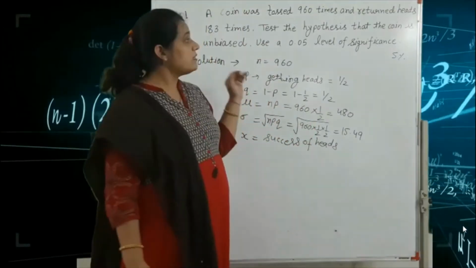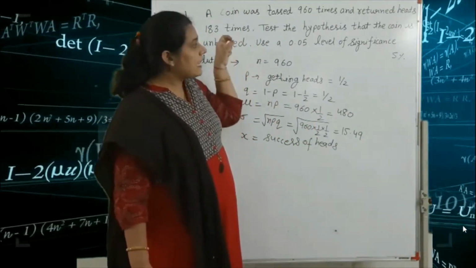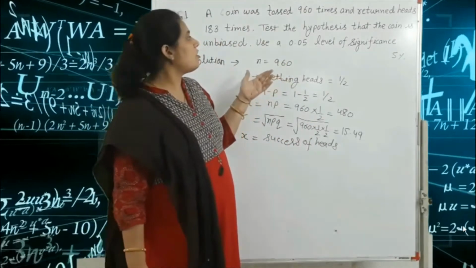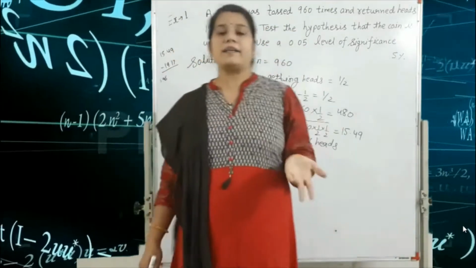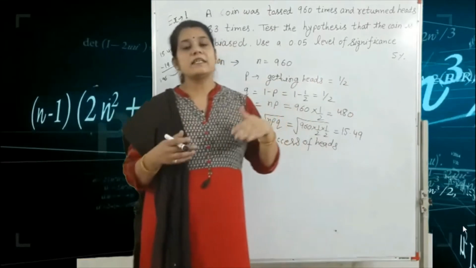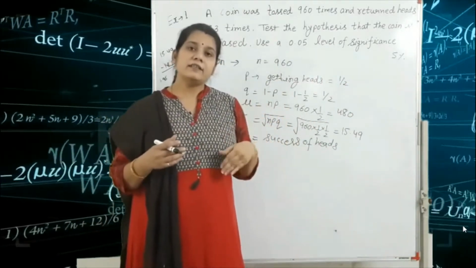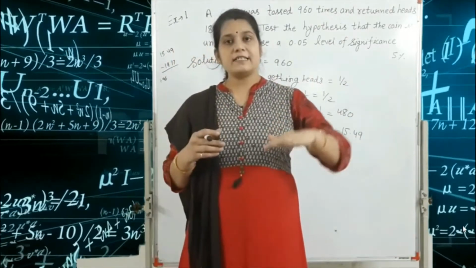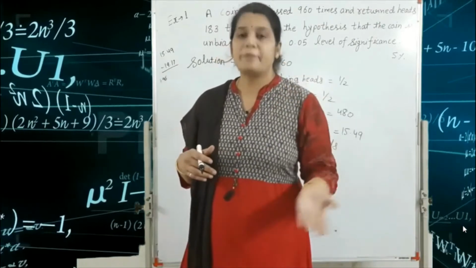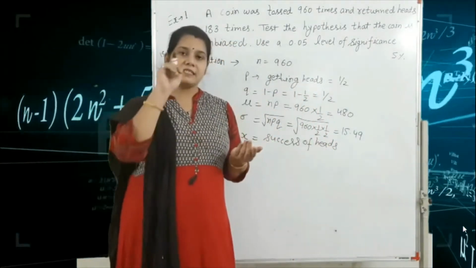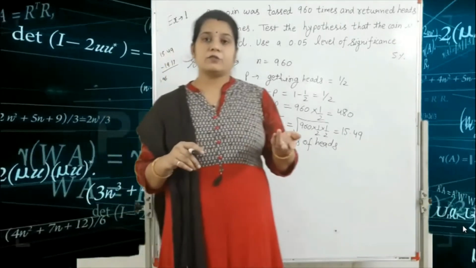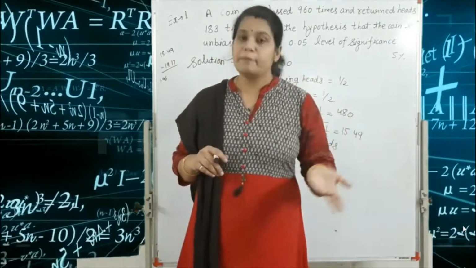Okay, so in this question, the claim is what? That's the hypothesis that the coin is unbiased. That means in this question we are given the hypothesis that the coin is unbiased. That means the null hypothesis is what? Null hypothesis H naught is equal to coin is unbiased.